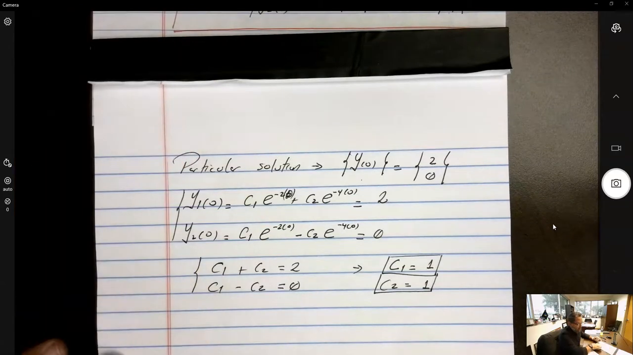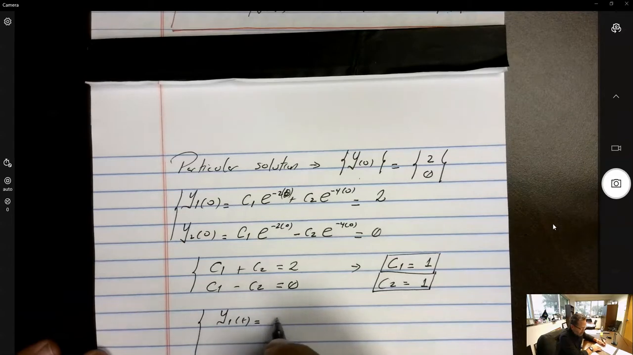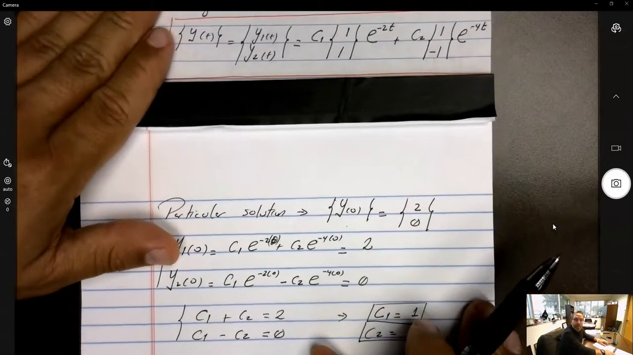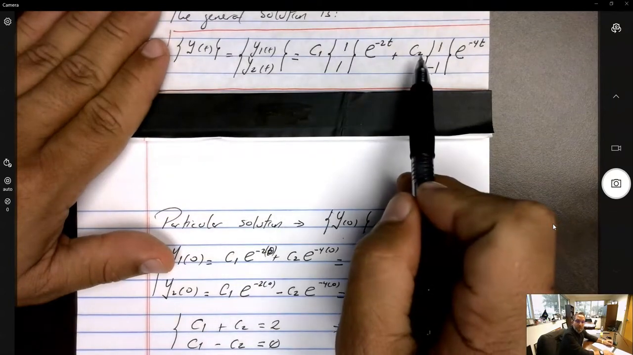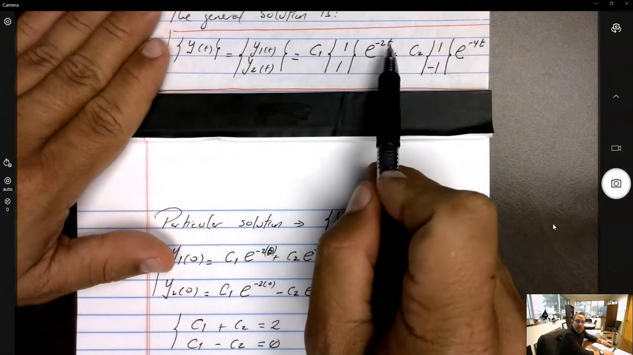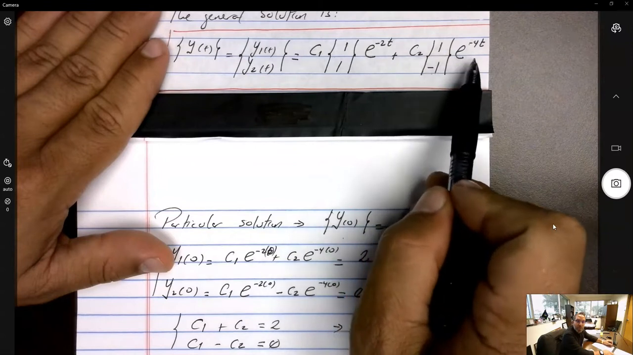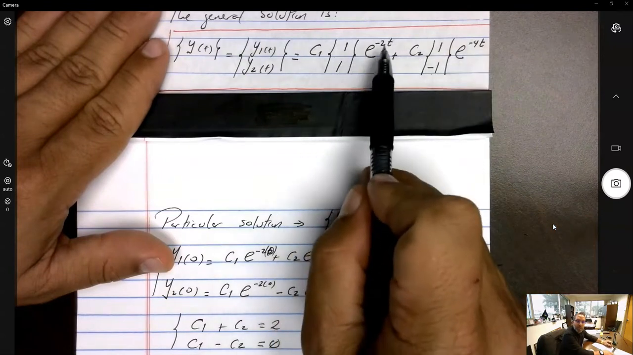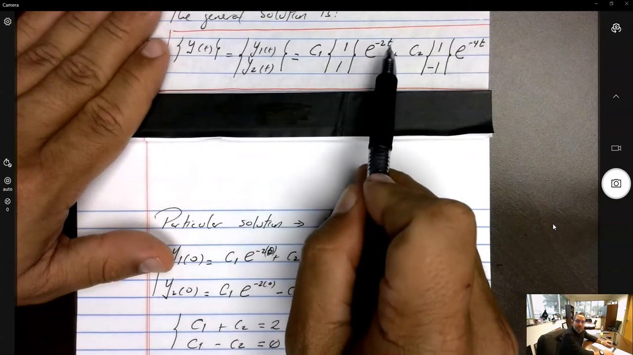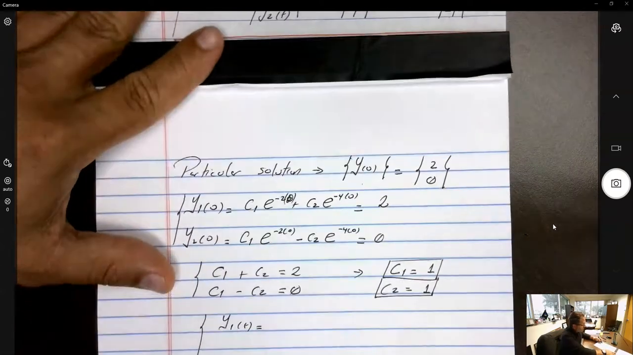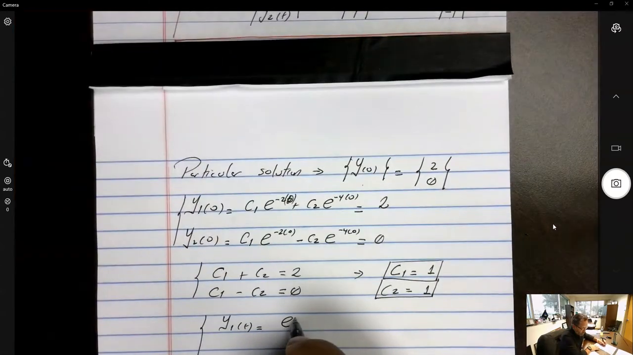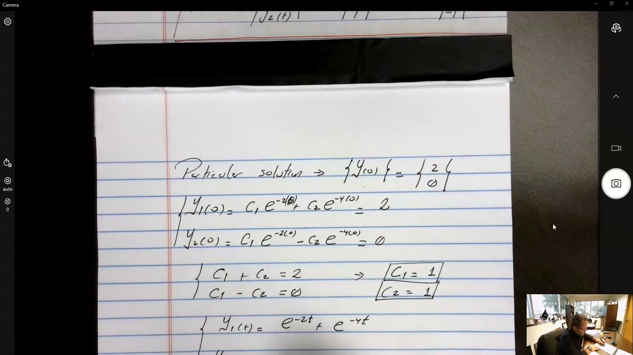And then we plug those in back here. y1 of t is equal to, well, c1 is equal to 1 and c2 is equal to 1. So basically it's 1 times e to the minus 2t plus 1 times e to the minus 4t. And y2 would be 1 times e to the minus 2t minus 1 times e to the minus 4t. So this will be e to the minus 2t plus e to the minus 4t. And y2 of t would be equal to e to the minus 2t minus e to the minus 4t.